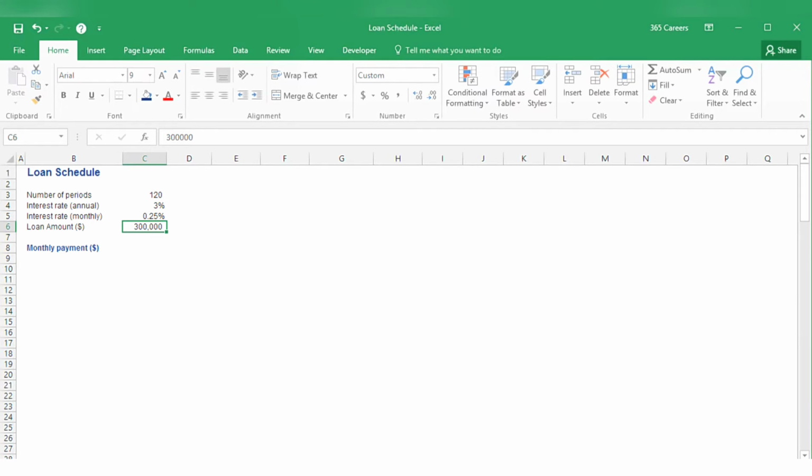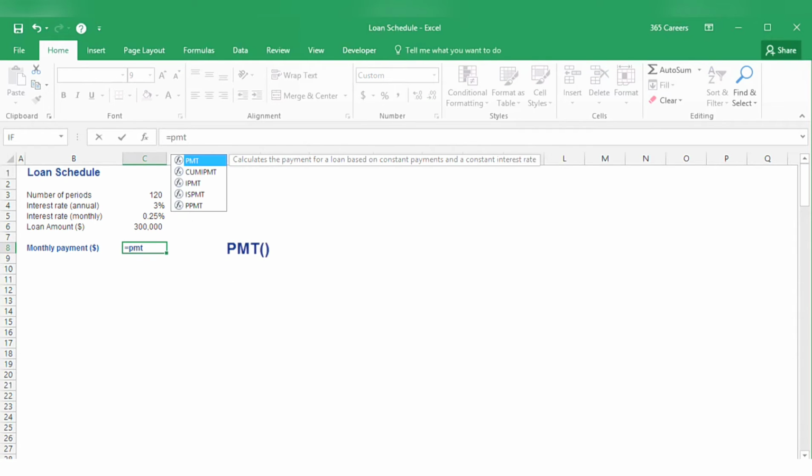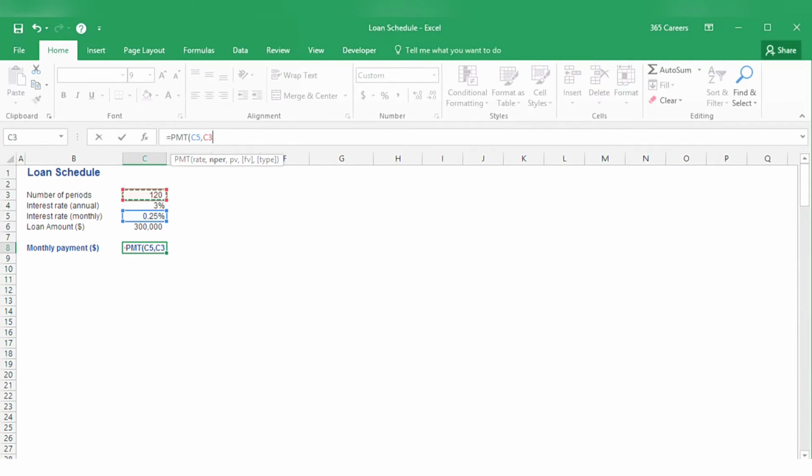The Excel formula for this calculation is PMT, as in payment. I will type it in the formula bar and select each input we just entered. Okay, our formula is ready. The borrower must make a monthly payment of $2,896 for 10 years to repay the loan. A heavy monthly expense, right?